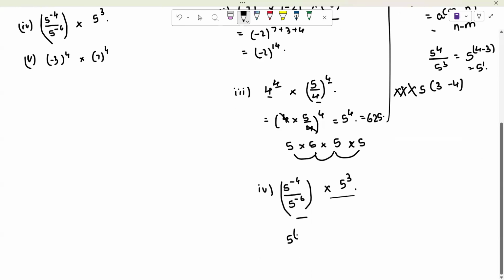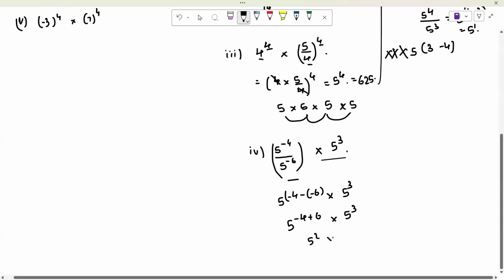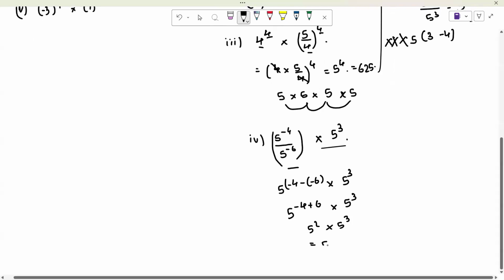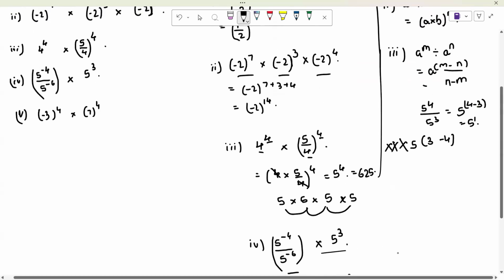Okay, so let's see. Minus 4 minus of minus 6 into 5 power 3. That'll give you 5 power minus 4 plus 6 into 5 power 3. What is minus 4 plus 6? It is 5 power 2 into 5 power 3, which is equal to 5 power 2 plus 3. So 5 power 5. And 5 power 5 is 3125. It is not necessary to write this, but I am writing it for clarity.